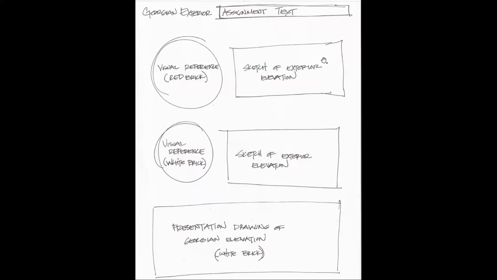So you can see here, I know as I'm starting to create a portfolio page that relates to this Georgian interior, not only do I need to gather or write assignment text, I also need to make sure that I have my two visual references selected for files. I need to make sure that I've got scans of the exterior elevations, and then I need to make sure I've got that presentation drawing of the elevation, and that's what I'm calling out on this sheet. You can see the next one as well.